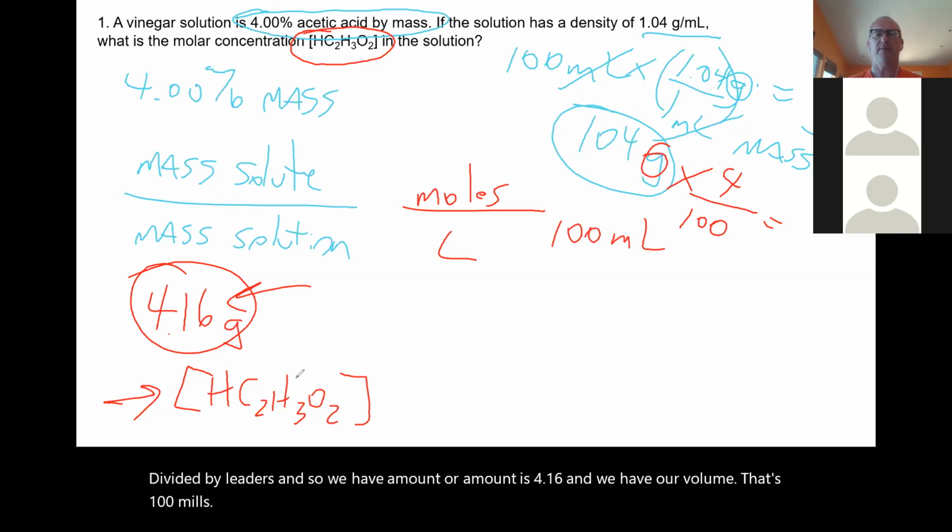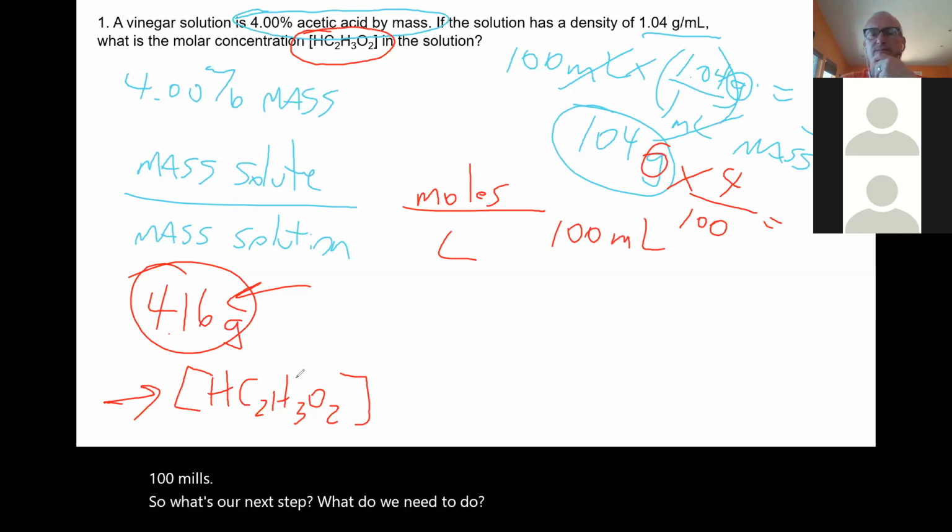So what's our next step? What do we need to do? Convert the volume to liters. Okay, let's do that first. So 100 mils in liters is what?